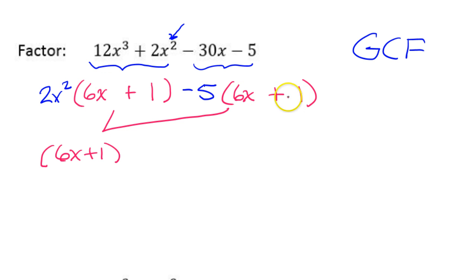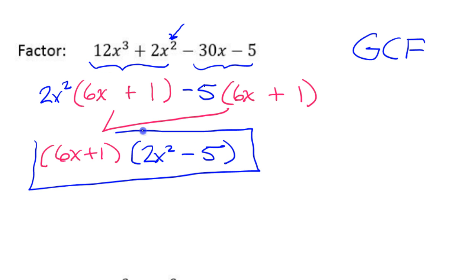Now imagine that I erased the 6x plus 1 from this previous step. What would that leave behind? Well, I was kind enough to color code it for you, so you can see that what's left behind is the blue part, 2x squared and then minus 5. And this is going to be the final answer. We have now factored by grouping.